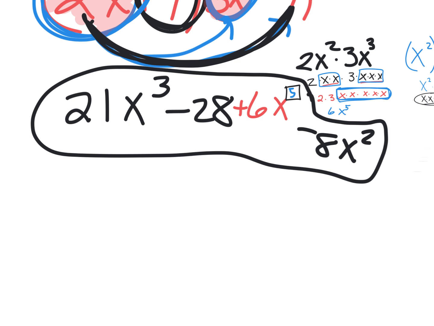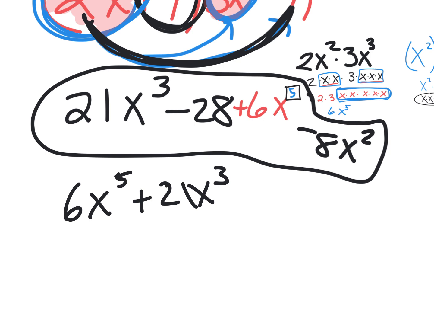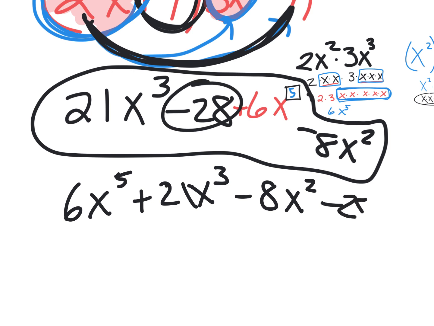So, final answer, I just have to put them in order with the biggest one first. 6x to the 5th goes first. Then 21x to the 3rd. Then 8x squared, it's a negative 8x squared though. And then last, negative 28. Do you get that anytime there's a whole bunch of steps, there's a lot of chances to screw up? I know a lot of people got that wrong because you had many, many chances to mess up. It was like a 16-part problem. Each little part isn't incredibly hard, but there's your final answer.